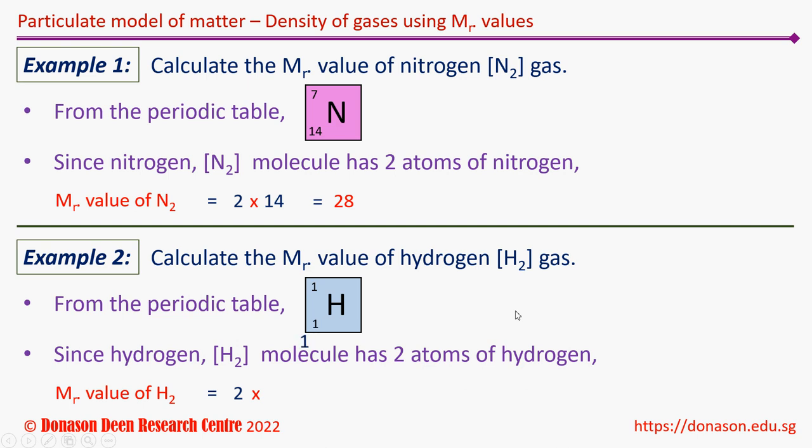So we're going to take the 2 times a 1. The relative molecular mass of hydrogen is 2. So if we were to just take a look at nitrogen and hydrogen and compare, we can see that nitrogen has a relative molecular mass of 28, while hydrogen has a relative molecular mass of only 2. So from this we know that hydrogen is less dense while nitrogen is more dense, because it has a higher MR value.